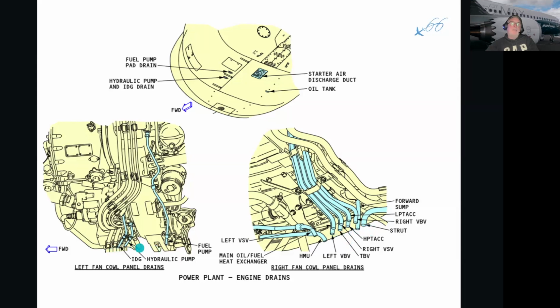So here we have fuel. Here we have IDG, hydraulic IDG, oil, hydraulic pump, so hydraulics. There are different liquids, and they lead to the specific line replaceable unit that they're operating.